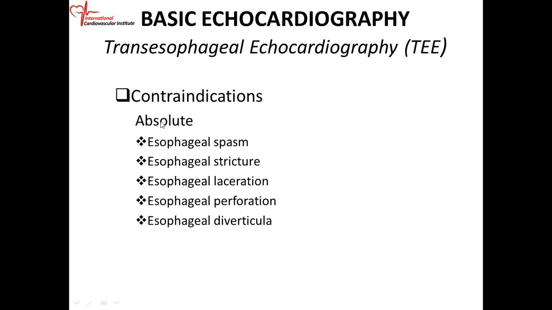The absolute contraindications: esophageal spasm. If the esophagus goes into spasm, you don't want to do the TEE. You can cause trauma. If the patient has esophageal stricture, severe narrowing, you don't want to do it. Esophageal laceration, you can make it worse. You don't want to do it. If the patient has esophageal perforation, you don't want to do it. If esophageal diverticulum, you don't want to do it. So these are the absolute contraindications. If the patient has any pathology in the esophagus, you don't want to do your TEE.